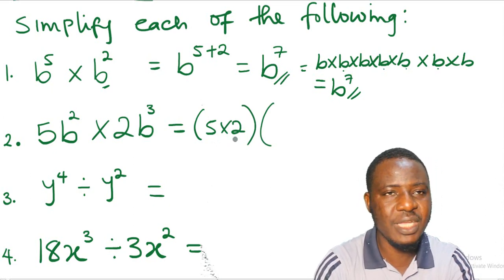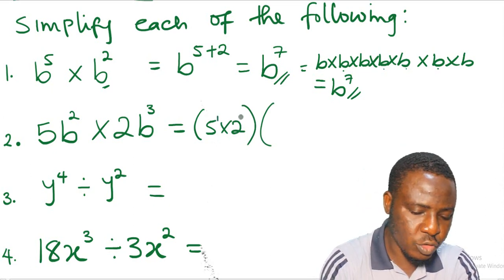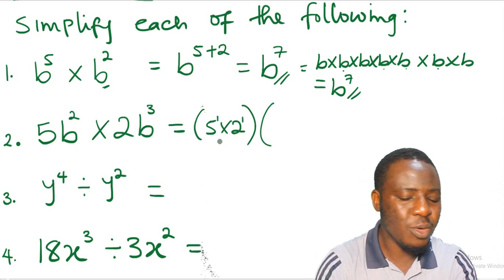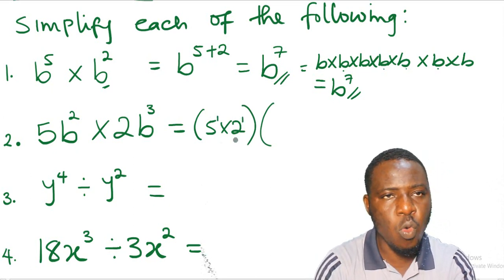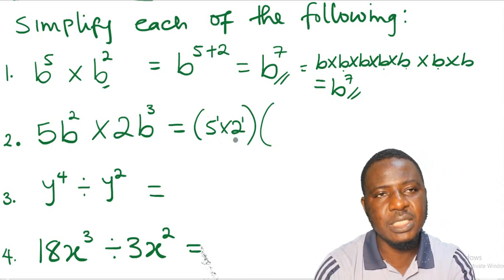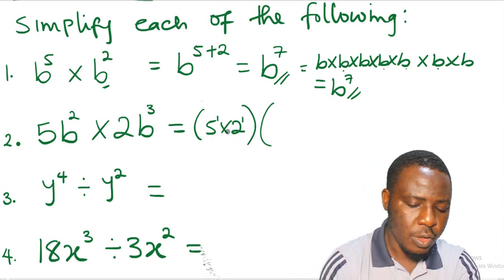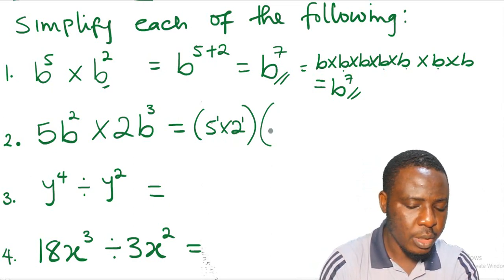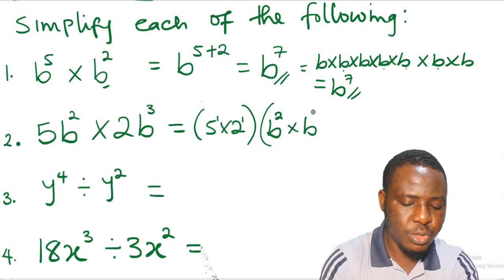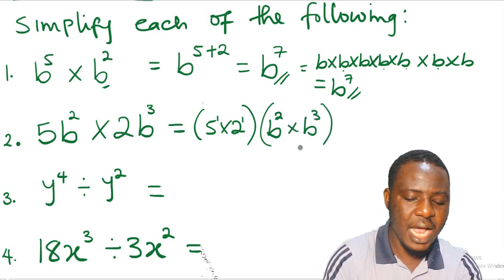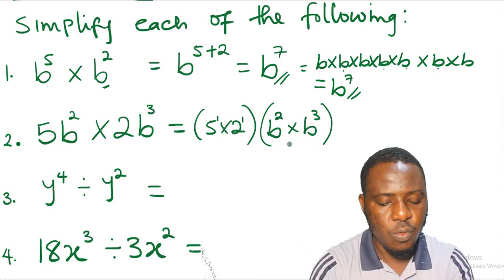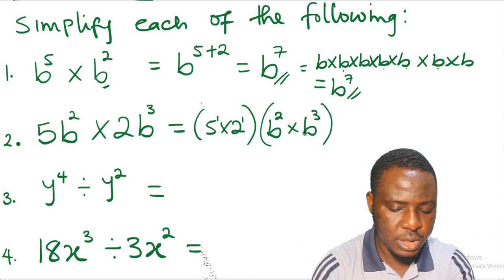simply because these do not obey the laws of indices. Although this is 5 raised to the power of 1 and 2 raised to the power of 1, simply because their bases are not equal, laws of indices cannot hold. So this is 5 times 2 into b raised to the power of 2 times b raised to the power of 3. You can then apply the law of indices with b's.